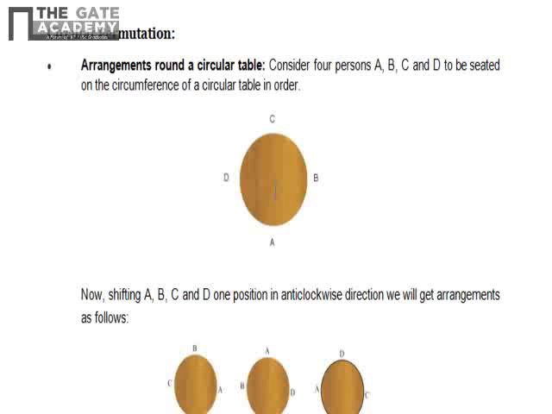Now the next concept is circular permutation. There is a very thin line of difference between circular permutation and linear permutation. Linear we have already studied. Now we'll see what is the difference between linear and circular.